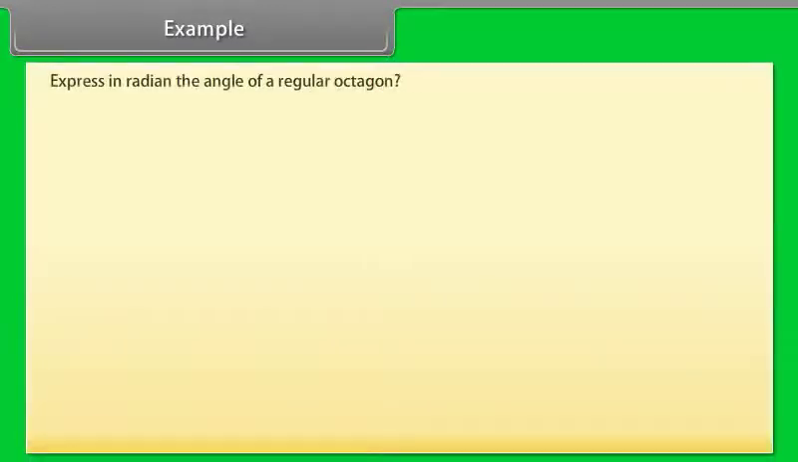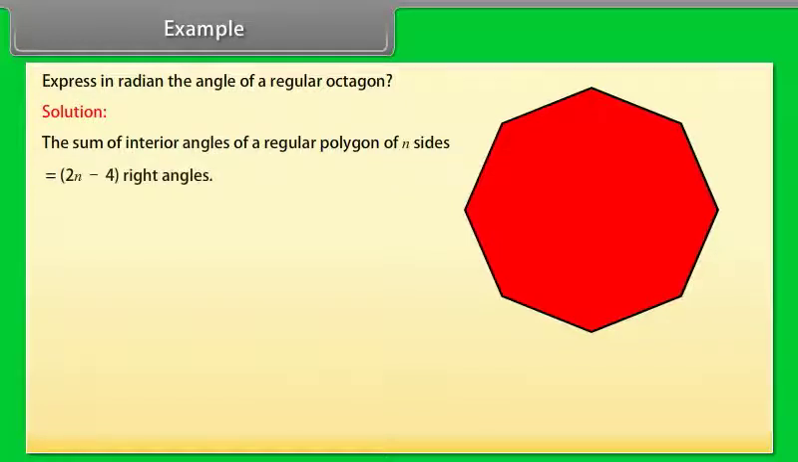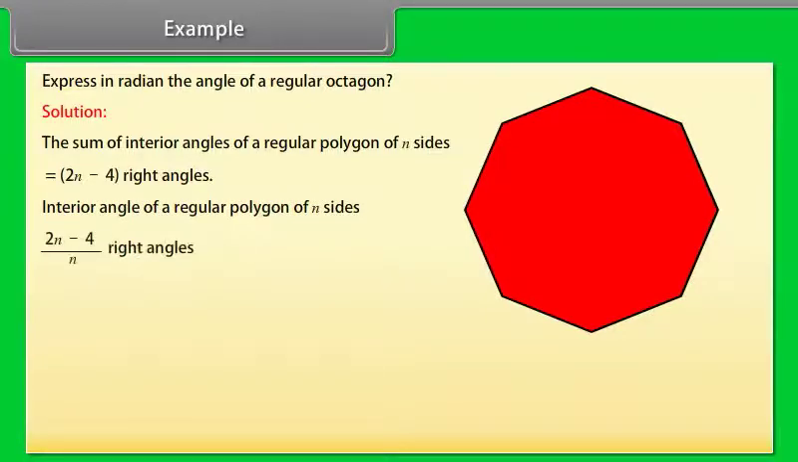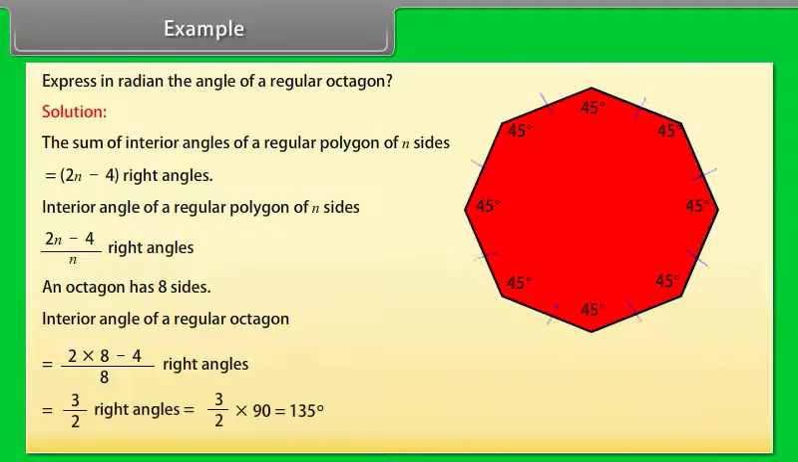Example. Express in radian the angle of a regular octagon. Solution. The sum of interior angles of a regular polygon of n sides is equal to 2n-4 right angles. Interior angle of a regular polygon of n sides is (2n-4) by n right angles. An octagon has 8 sides. Interior angle of a regular octagon is equal to (2 into 8-4) whole upon 8 right angles, which is 3/2 right angles, equal to 3/2 into 90, equal to 135 degree.